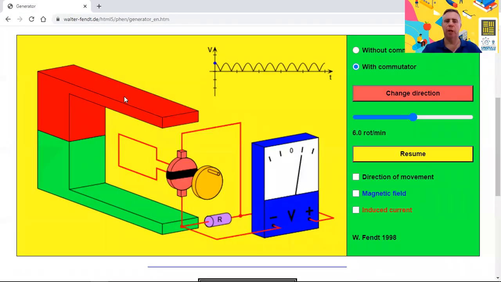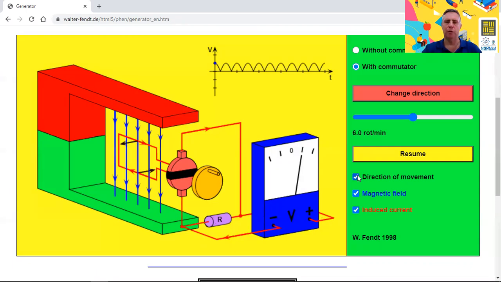So looking at the simulation, you can see we have a fixed magnet with the north pole above and the south pole below. I can add the magnetic field, and the blue lines indicate the magnetic field of the fixed magnet, which of course is unchanging. Here you can see our generator, and as we turn this coil within the magnetic field, we're going to get an induced current, which will be shown by the red arrows, and the black arrows will show us the direction of movement of the coil.